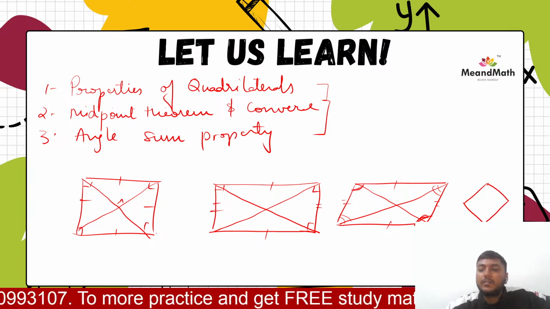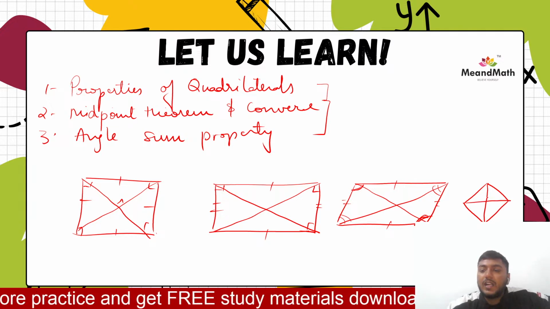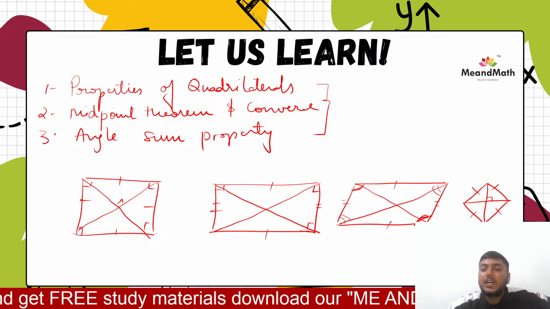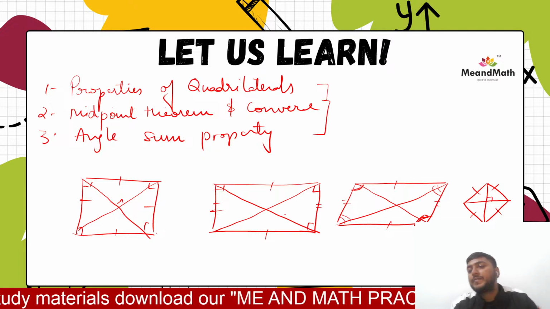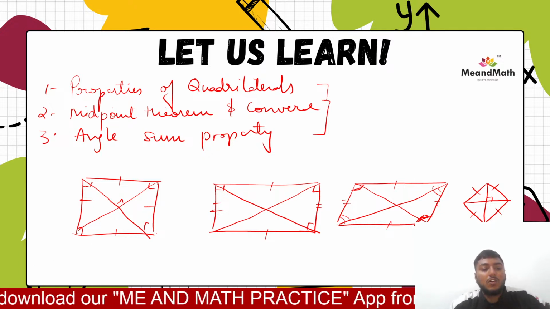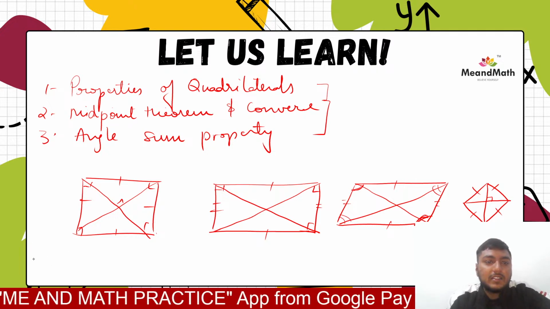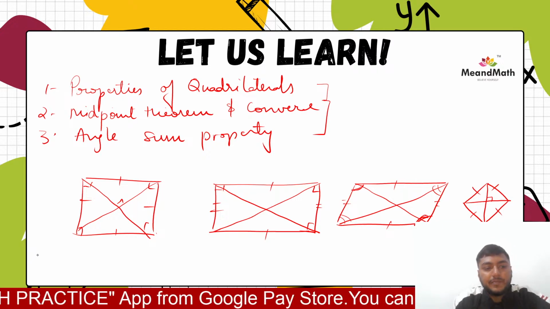Now what we have is the rhombus, right? The diagonals bisect each other at what? At 90 degree angle, and all the sides are equal. All the sides are equal and the diagonals bisect each other at 90 degree angle. So this is all about the properties of special types of quadrilaterals.